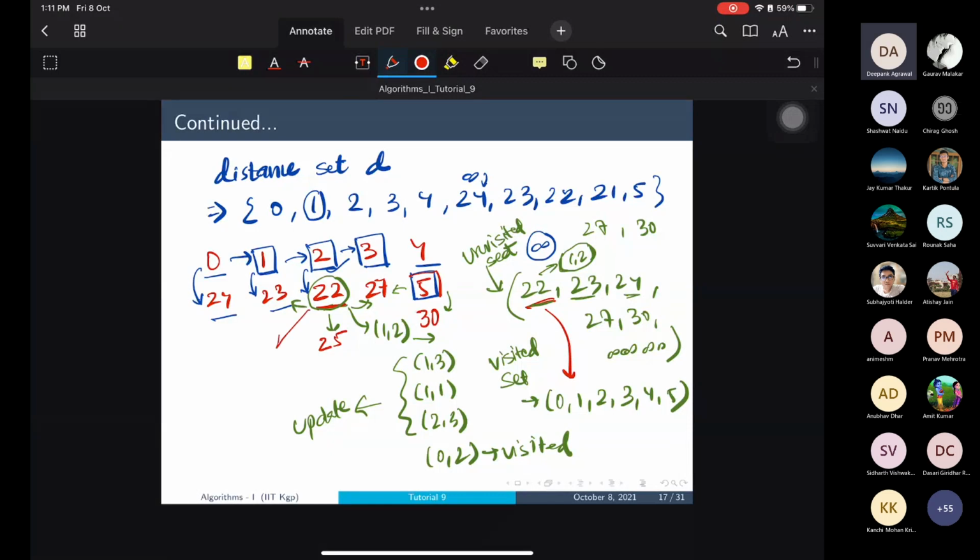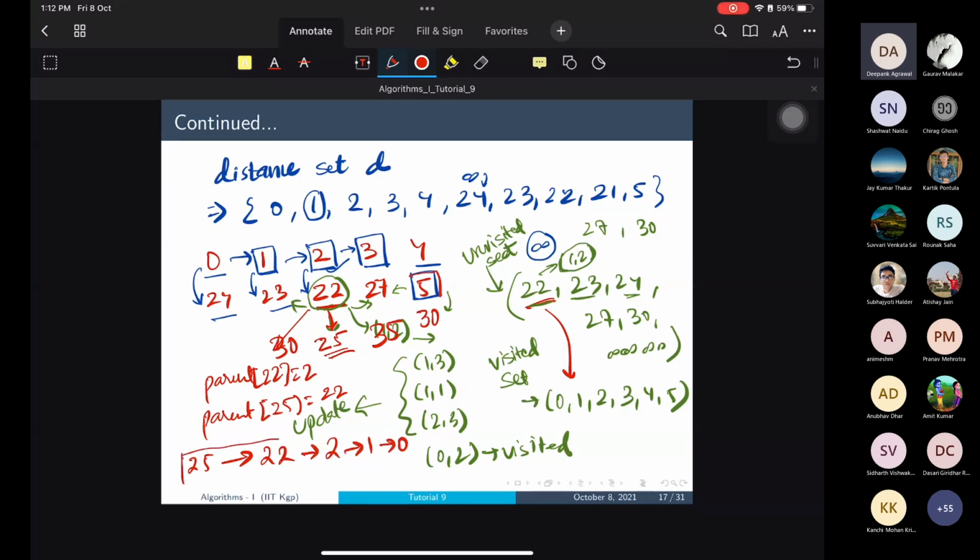Here we updated the parent of 22 as 2, and here we will update the parent of 25 as something. So suppose say 22 only, and all these other values are bigger, 30 or 35. So there is only one possible way to reach 25. When we retrace the path, it will be 25, then 22, then 2, then 1, then 0.